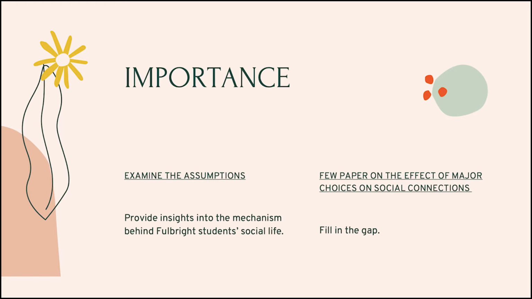Also, there has been much research that covered the influence of factors such as family, race, and gender on a person's major choice, but not the opposite. Therefore, we would like to fill in the gap with research which discusses the effect of major choice on one's relationships.